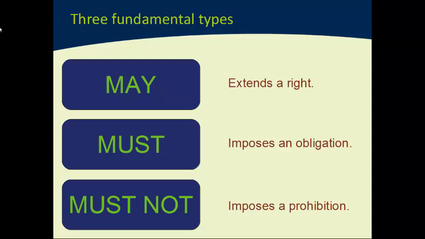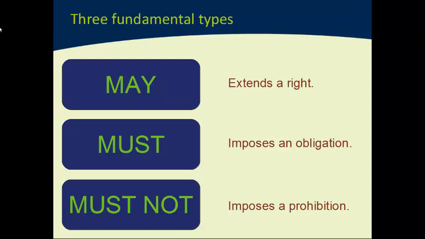The first type of operative provision is characterized by the use of the word may. These provisions extend a right. They say you may do something. Now, what makes this a right? What makes it a right is the fact that you can choose whether to do it or not.